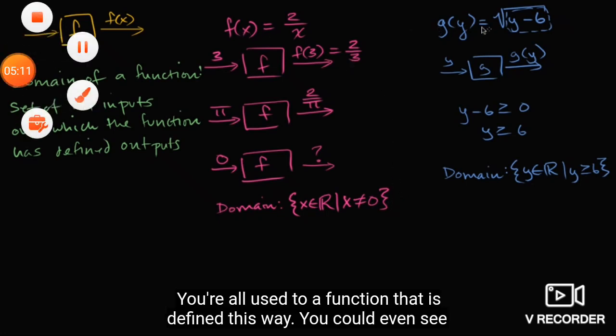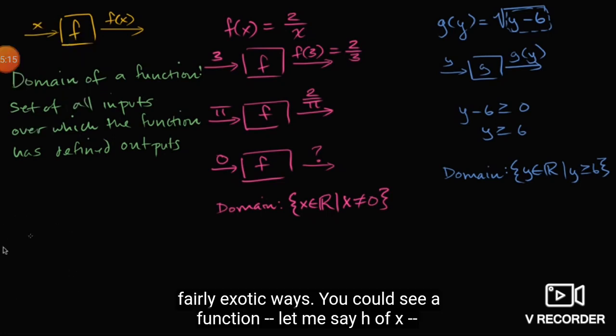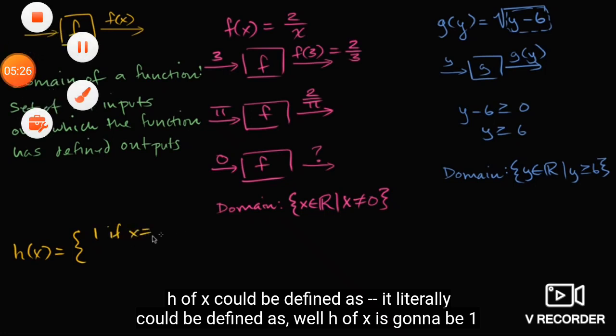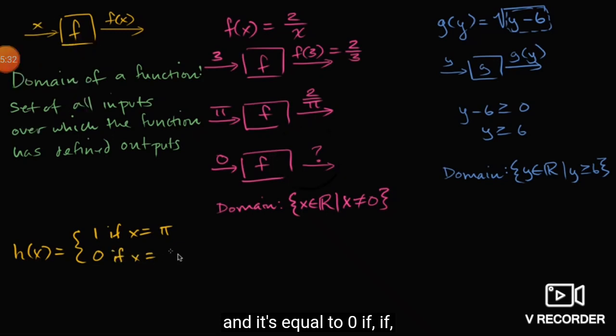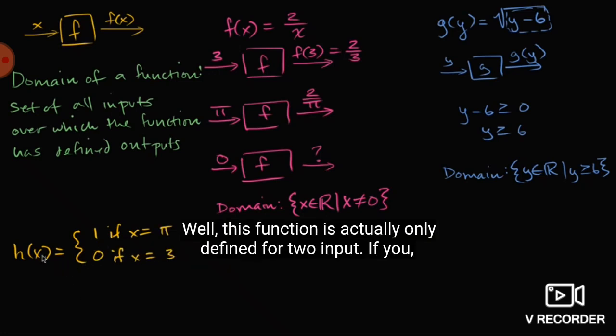We're always used to functions defined this way, but you could even see functions that are defined in fairly exotic ways. You could see a function, let me say h of x. h of x could literally be defined as: h of x is going to be 1 if x is equal to pi and it's equal to 0 if x is equal to 3. Now what's the domain here? I encourage you to pause the video and think about it. Well, this function is actually only defined for 2 inputs.